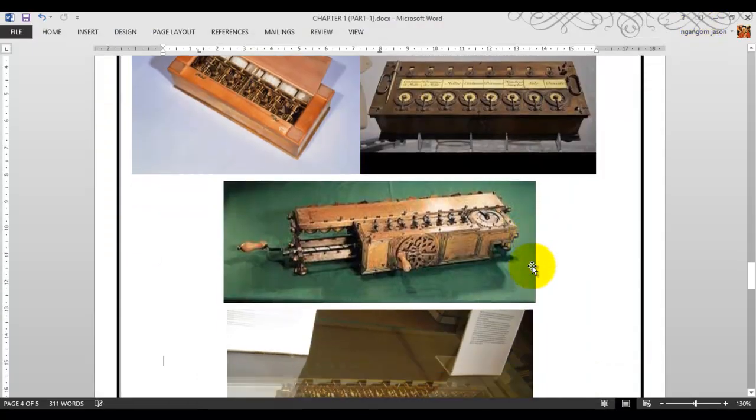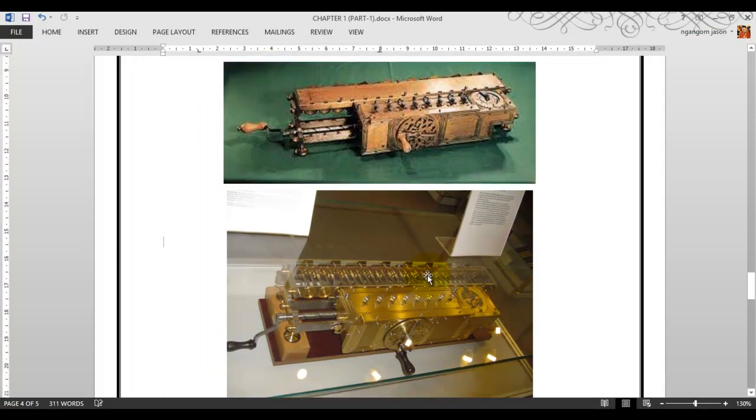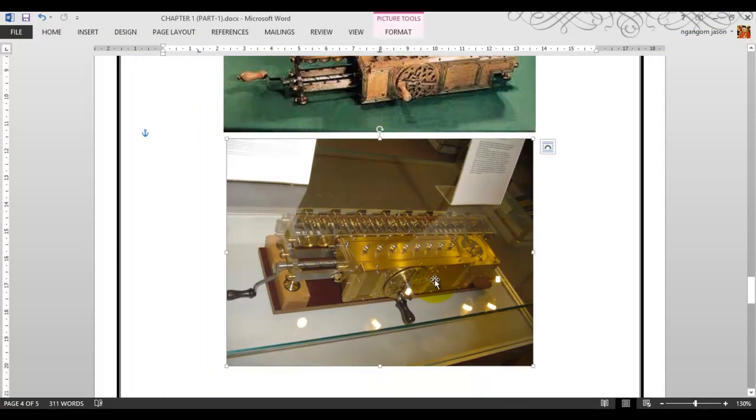I'll show you a clear one. This is the device which we can use to do calculation for multiplication and division. I think we need to rotate. There is a handle over here. We need to rotate it, and the result will be shown over here after the calculation.